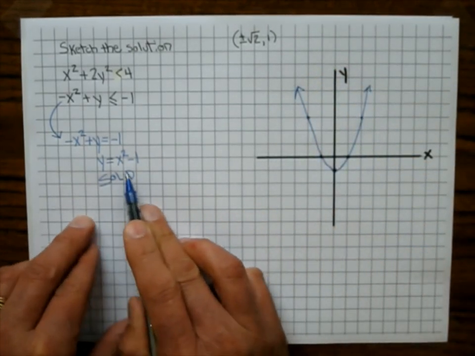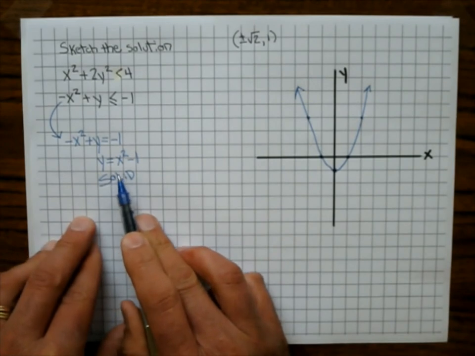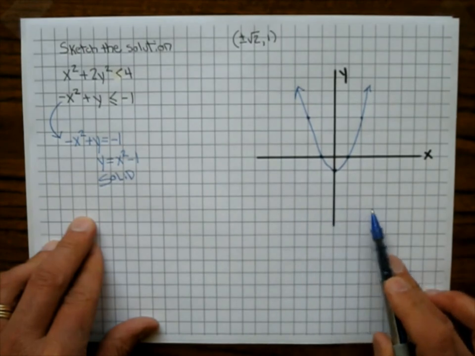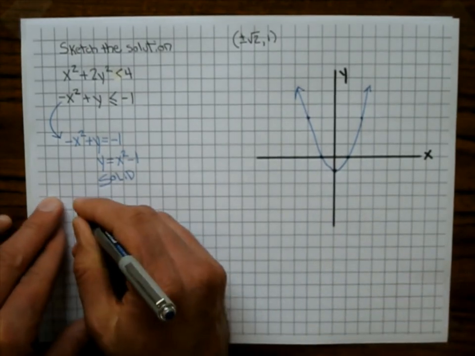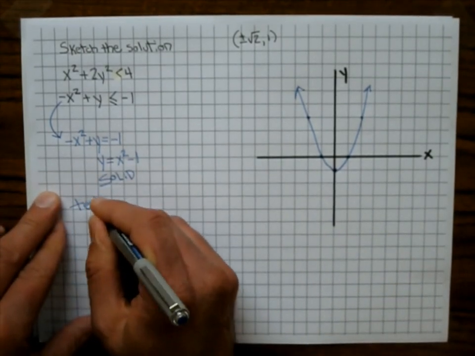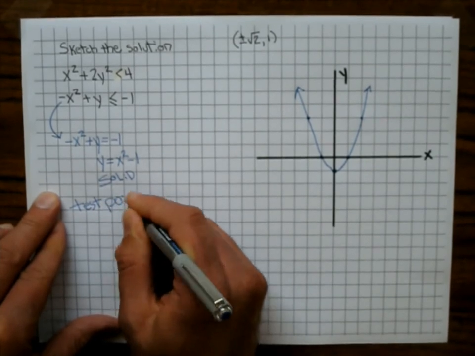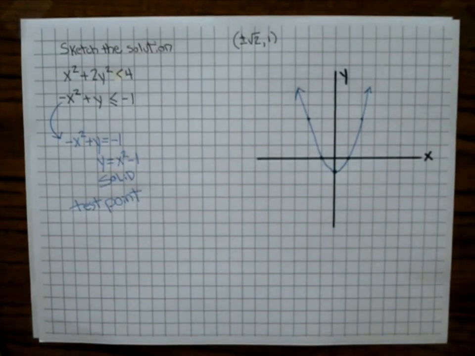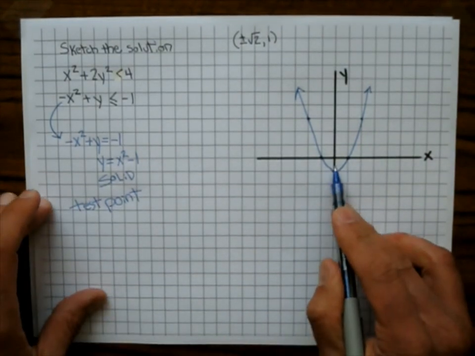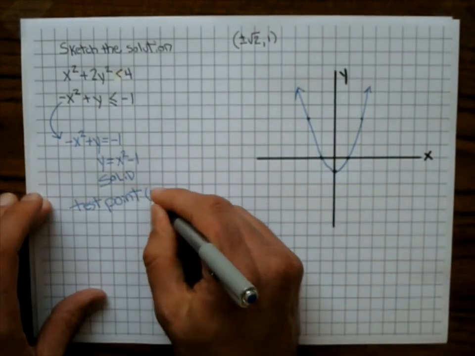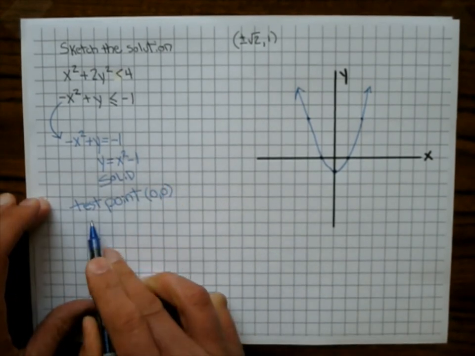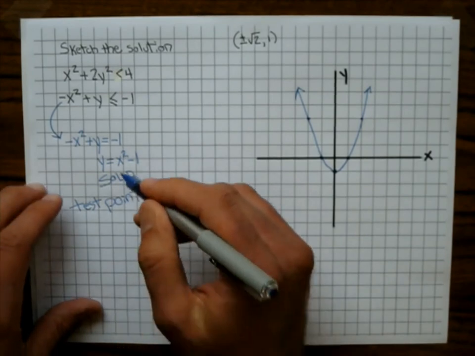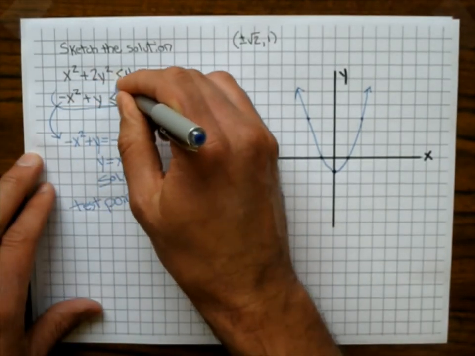The last thing I want to do with this parabola is decide where the shading goes. The shading is either going to go inside the parabola or outside the parabola. So I need a test point. Hopefully this is coming out all right with the grids. It's good enough. The test point is anything that is not on the parabola. Lots of times we like to make it 0, 0 because it's really easy to put that test point into the inequality, and that's where we're going to put it. We're going to put it right here into this inequality.